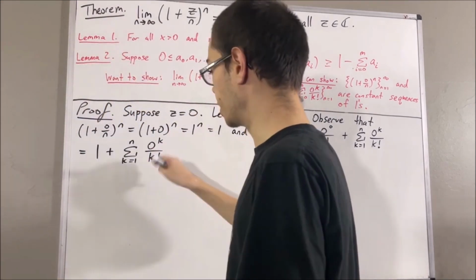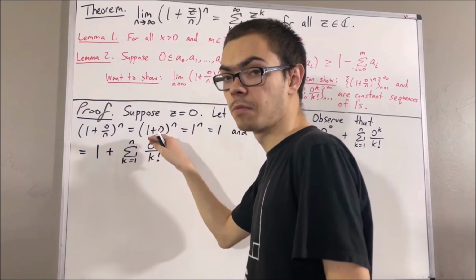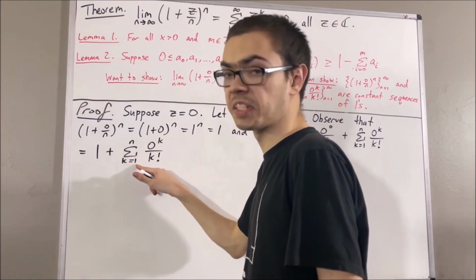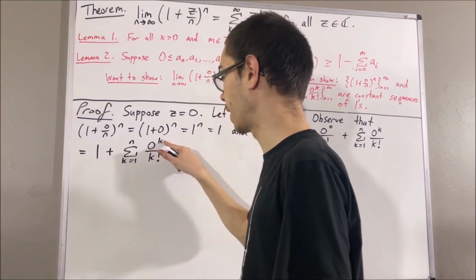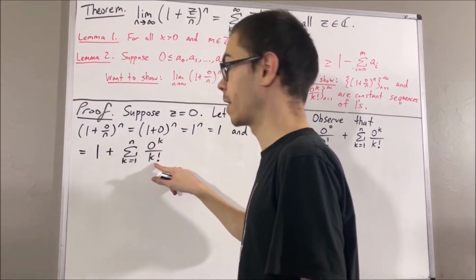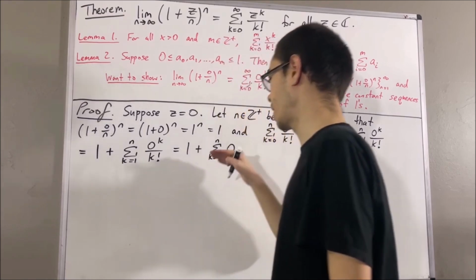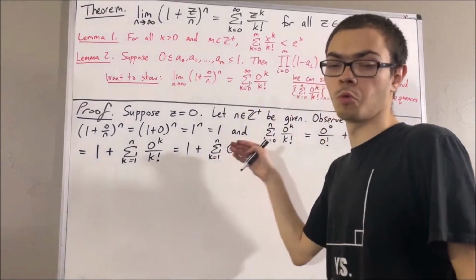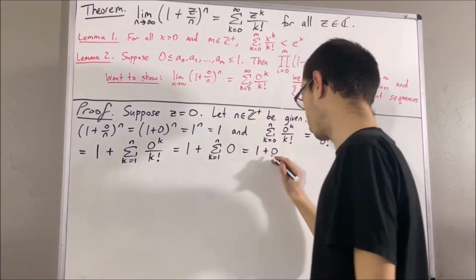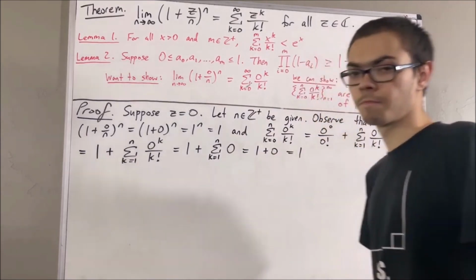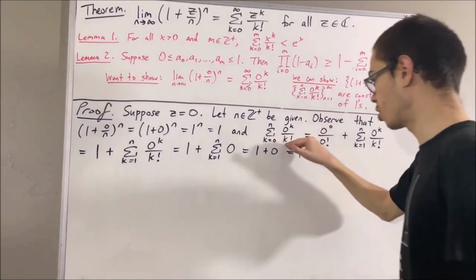But now, if we consider an arbitrary term of this sum, well then k is a positive integer. So 0 to the power of k is 0, divided by k factorial, it's still 0. So really, we just have the sum of a bunch of zeros, which is just 0. So we have 1 plus 0, which is just 1. So we have shown that the nth term is equal to 1.